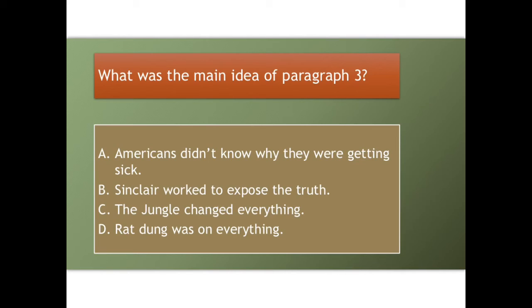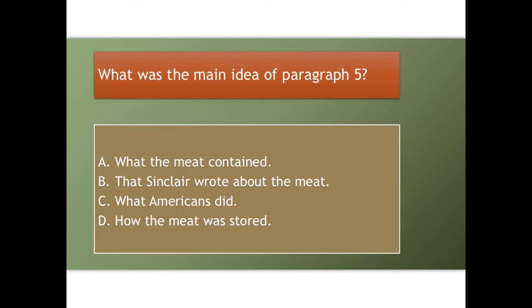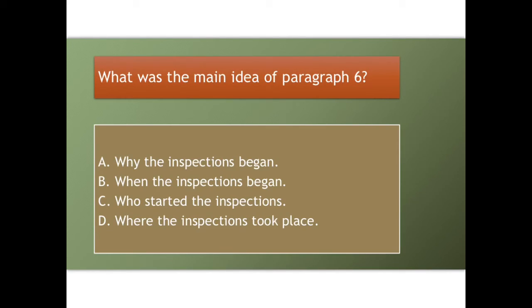What was the main idea of paragraph 3? B, Sinclair worked to expose the truth. What was the main idea of paragraph 5? A, it was telling us what the meat contained. What was the main idea of paragraph 6? A, why the inspections began.